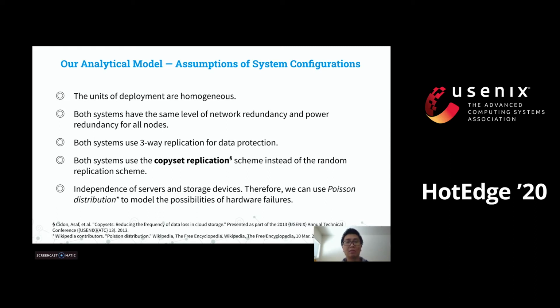We also assume that both of the systems use three-way replication using the copyset replication schema instead of the random replication schema, and we're going to explain why we choose copyset instead of the other one in the next slide. Finally, we assume the independence of servers and storage devices, and therefore we use the Poisson distribution to model the probability of hardware failures. Note that copyset replication is not our work, but we use this schema in our evaluation.